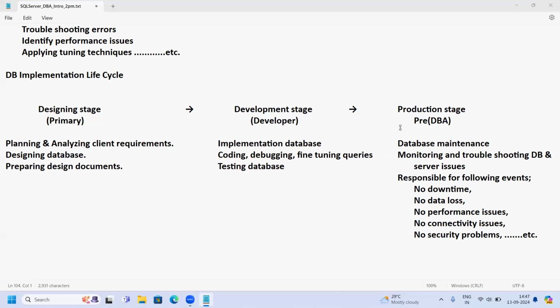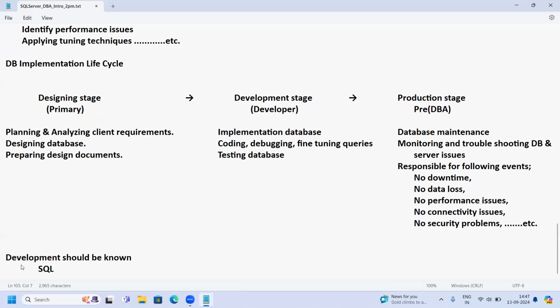So if you want to be a DBA, we have to learn some coding and also be perfect. That is my point. As a DBA, you compulsorily should have knowledge of development, which means knowledge of working with queries. The development part should be known, and obviously that includes SQL.